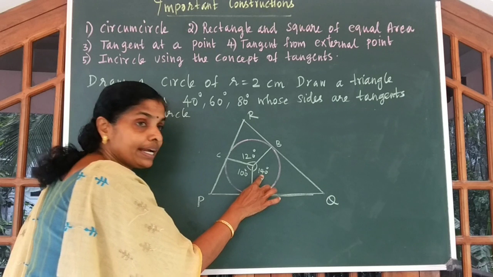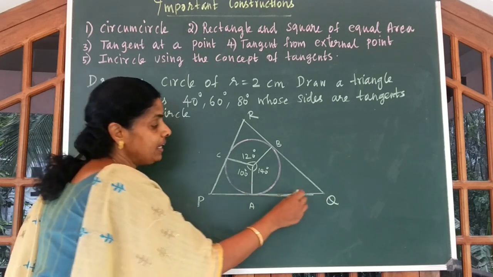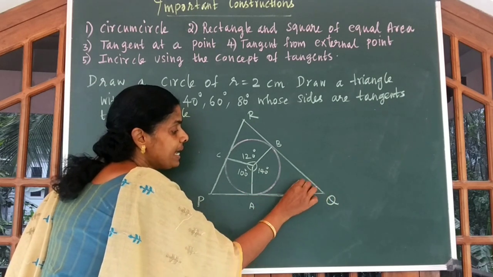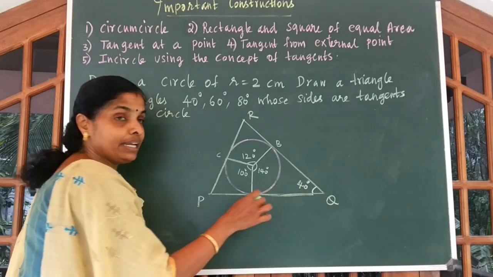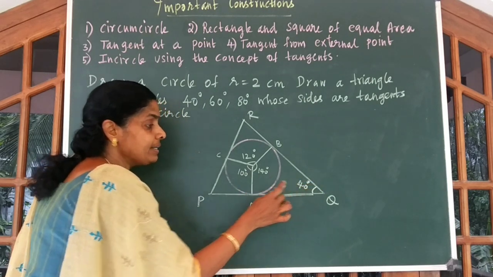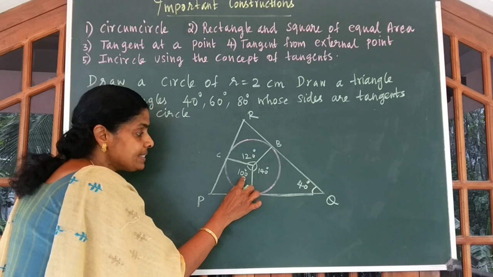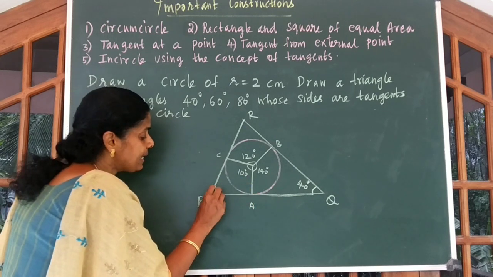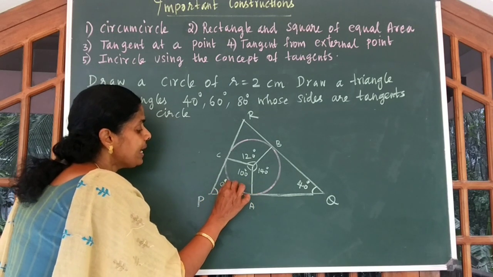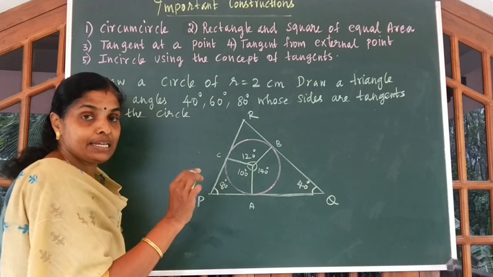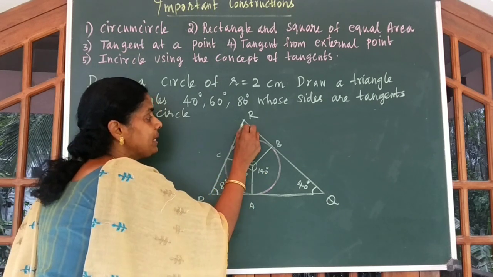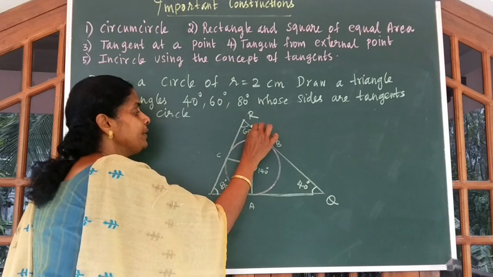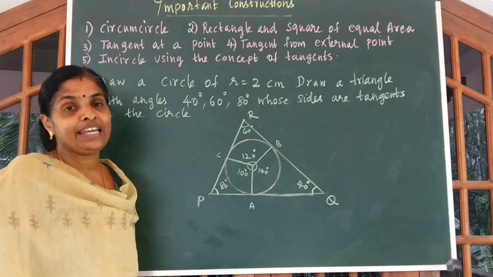Since this angle is 140 degree, you can say this angle to be equal to 40 degree. It is because these two angles are supplementary. This is 100, therefore angle at P is equal to 80 degree. 100 plus 80, 180. This is 120, therefore angle at R is equal to 60 degree. Is it clear to you children?